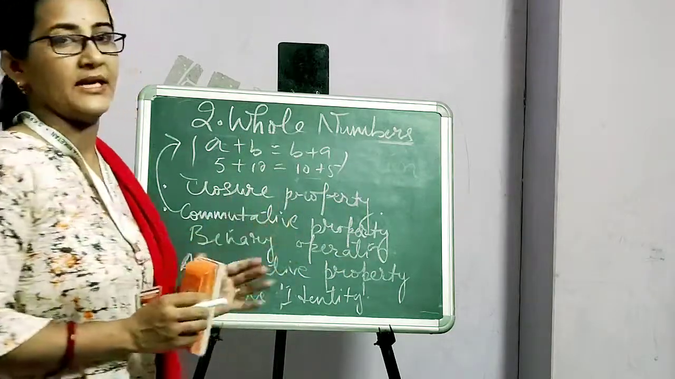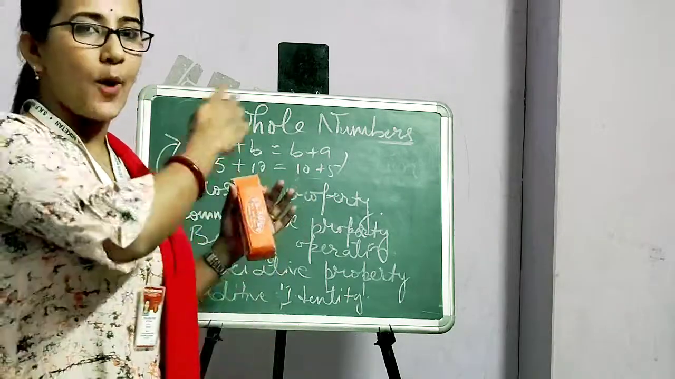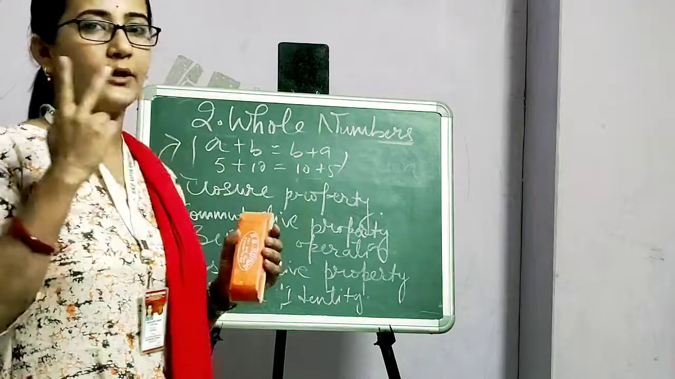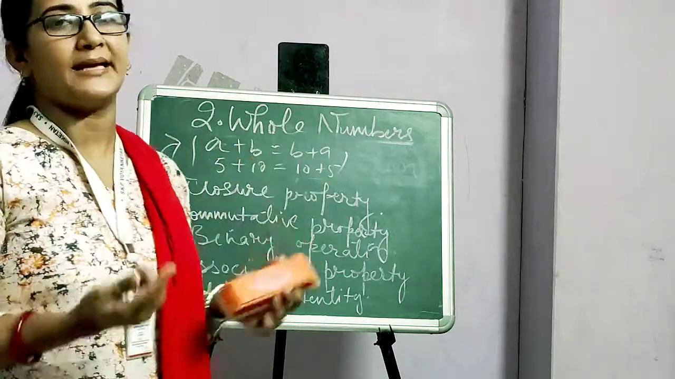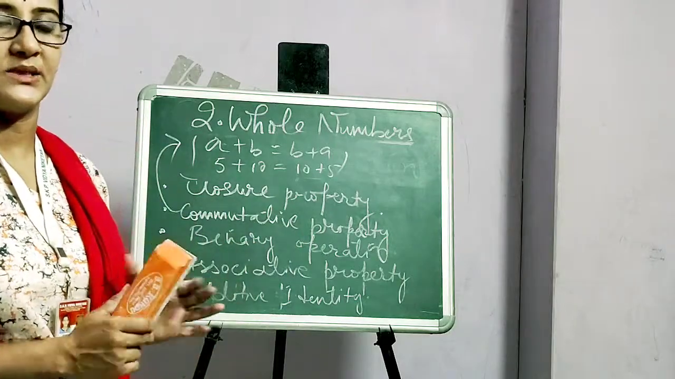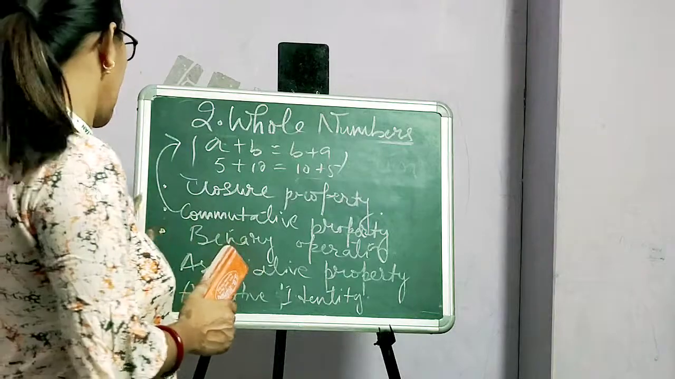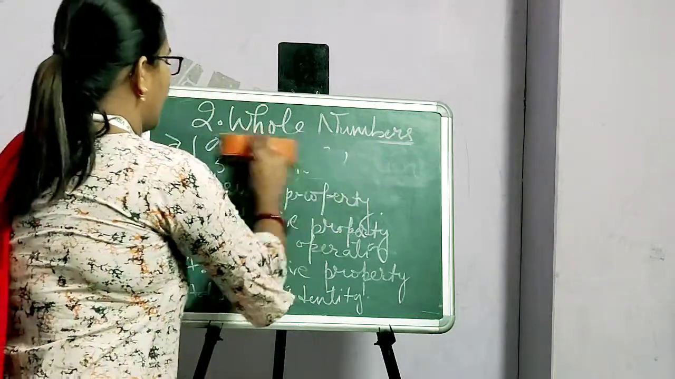Now next is binary operation. Binary means 2. Binary operation means these operations are not possible with a single number. Everywhere two numbers are needed to perform these operations. That is why these are known as binary operations. Next is associative property, which we need to see with an example.